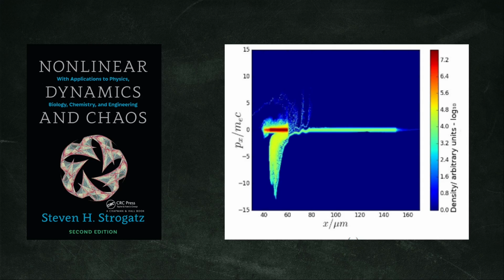And on the right is a diagram from one of my papers where, again, we couldn't solve the system analytically, but by plotting every single particle in the system in phase space, we can start to get an understanding of how the system is evolving in a way that we couldn't do just from the equations.